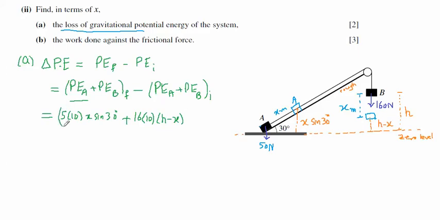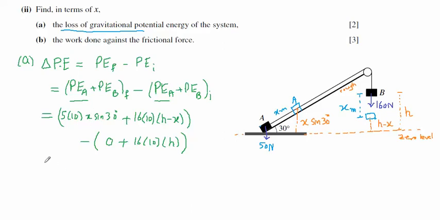So this overall is the final potential energy of the system, and then we write minus potential energy of A initial. It is at the ground level, so height is 0, so that means it will be 0. So minus 0 is the potential energy of A, plus potential energy of B initial. Initially object B is here, so its height is h from the 0 level. So it will be 16 into 10, mg, into height h. So this is the initial potential energy of the system.